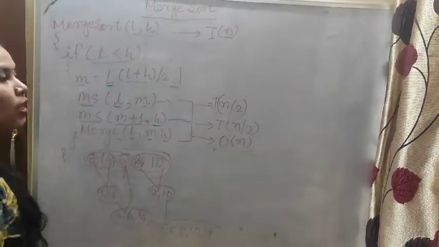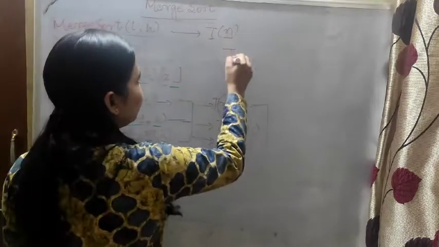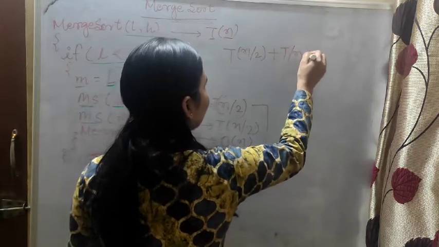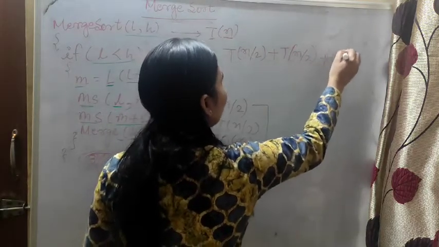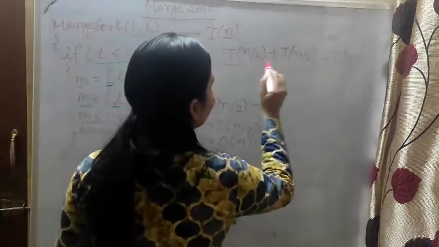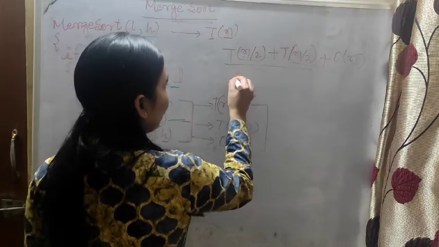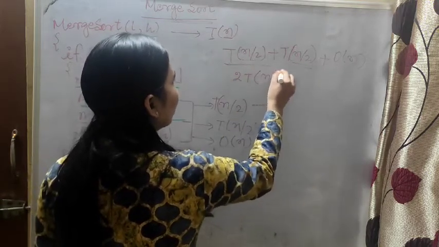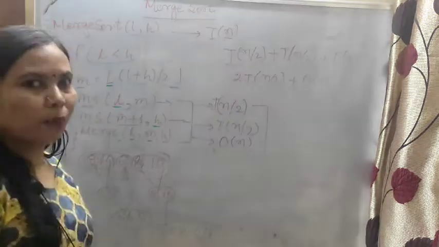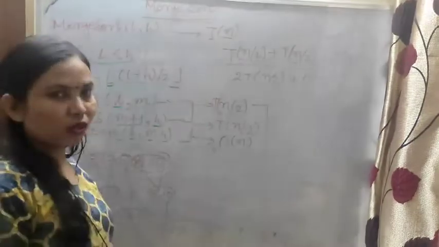Now how to find out the time complexity? Now these three added: T of n by 2 plus T of n by 2 plus order of n. It is a recurrence relation also. Whenever you add them, what will come? Because n by 2 appears 2 times, we can write it as 2T of n by 2 plus order of n. This is the time complexity, and it is the recurrence relation in the merge sort algorithm.